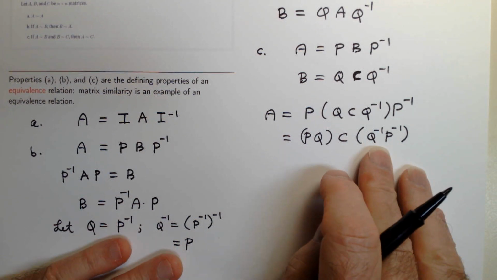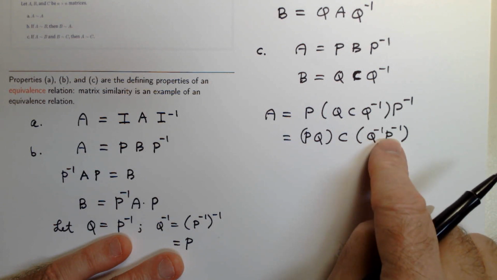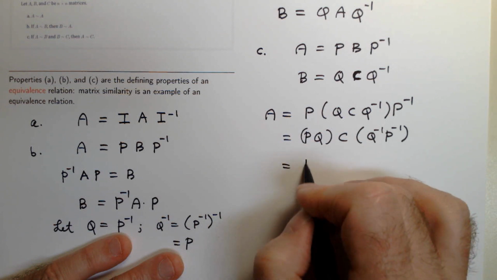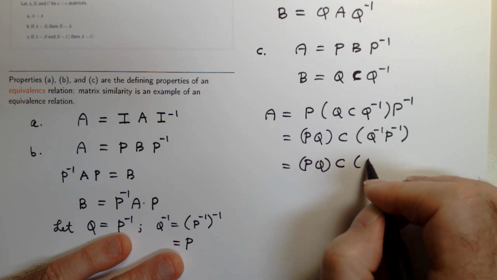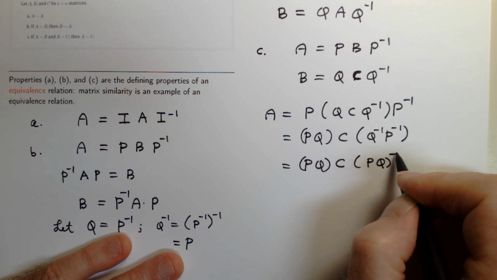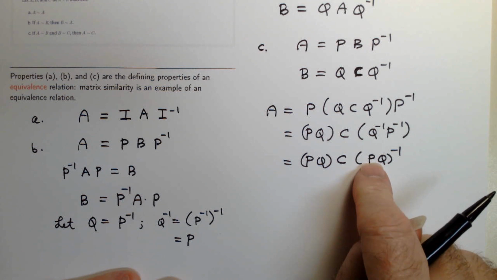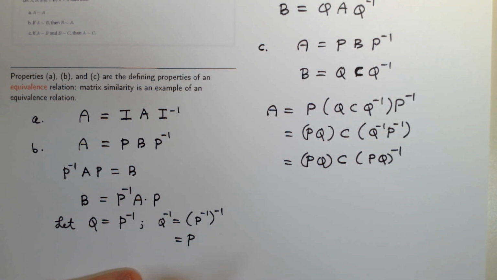And I'm going to do one last thing. I'm going to recognize that this product of inverses, Q inverse times P inverse, can be written as P times Q inverse. Okay, so the inverse of a product is the product of the inverses taken in reverse order. So I'm just using that principle here.